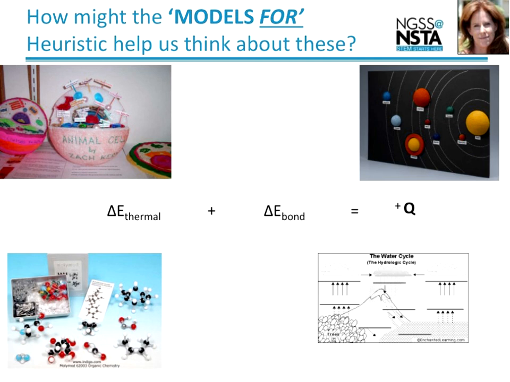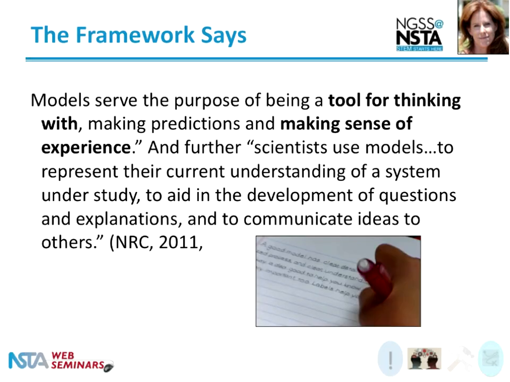So again, we could apply our models for orientation anytime we see something that is traditionally called a model in science. We can ask ourselves, what is that model for? What phenomena does it help us understand? So when we go to the NRC framework and our big master guide to the NGSS, this is a quote from that document. Models serve the purpose of being a tool for thinking with, making predictions, and making sense of experience. And a little bit later, it says scientists use models to represent their current understanding of a system under study. A system under study is another way of saying a phenomenon, to aid the development of questions and explanations and to communicate ideas to others.